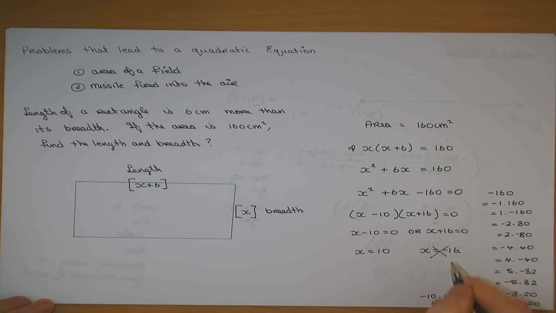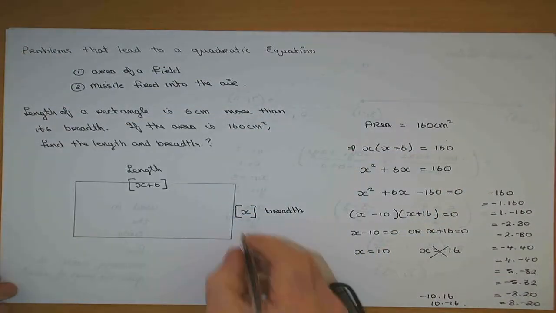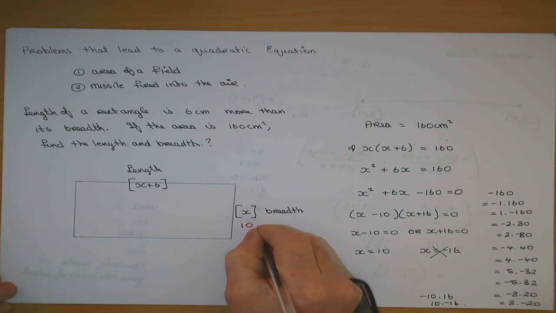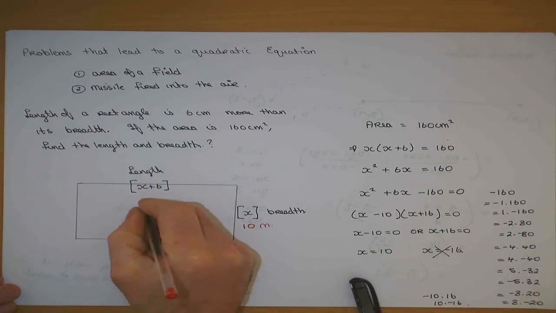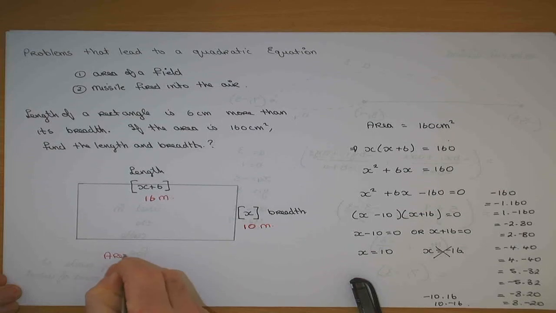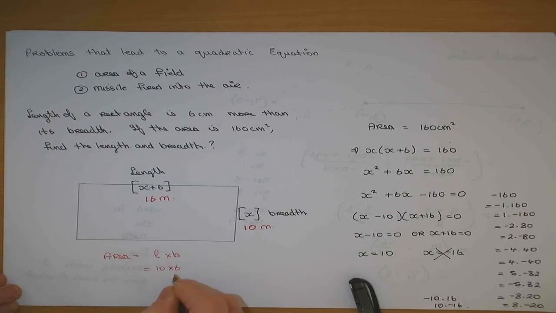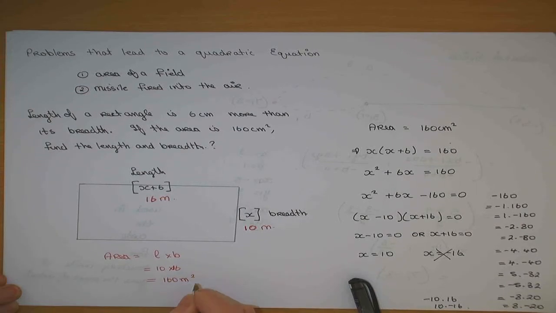Now, minus 16 doesn't work in real life, when you're talking about the length of a line. The length of a line can't be minus 16. So one side I've worked out there now to be how long? 10. So how long is the other side? x plus 6, 16. And then the area is equal to length by breadth, which is 10 by 16, which is 160 squared.